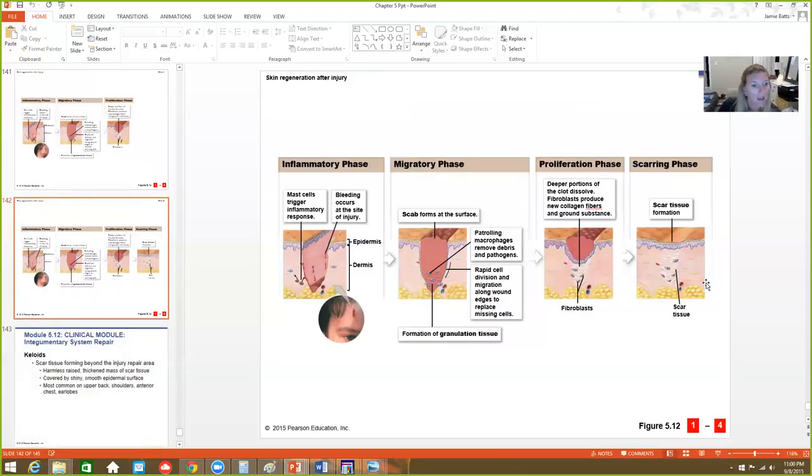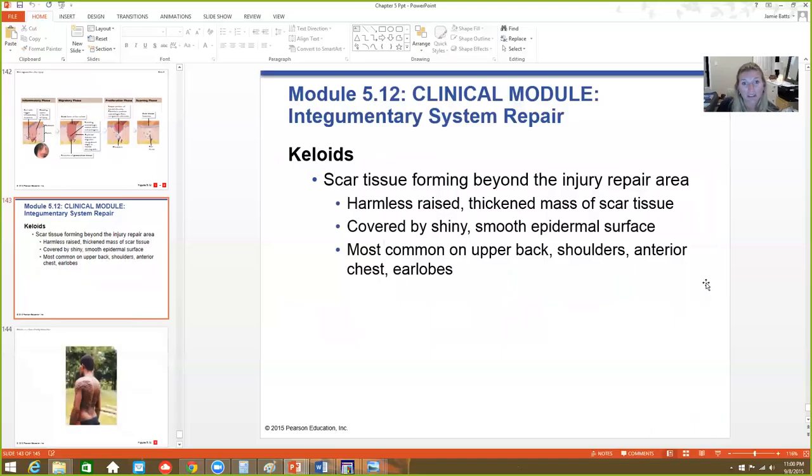Sorry about that. Let's talk about keloids. Keloids are scar tissue forming beyond repair. So this can be harmless, or it is harmless, rather. It's just a thickened, raised mass of scar tissue. It's usually covered by a smooth epidermal surface. It's usually common in particular areas of the body, so you're not going to get a keloid on your face. You could, depending on how your body's chemistry works.